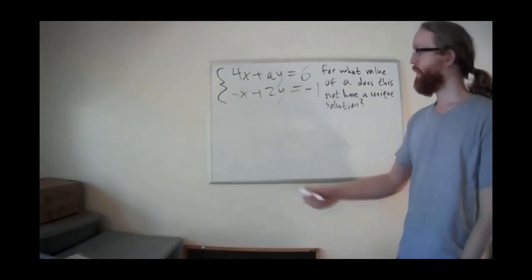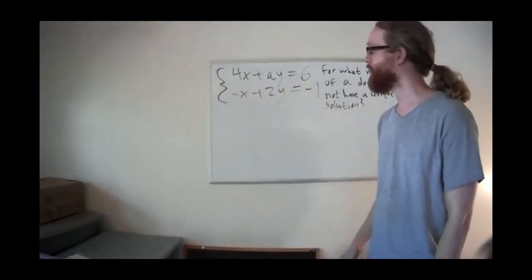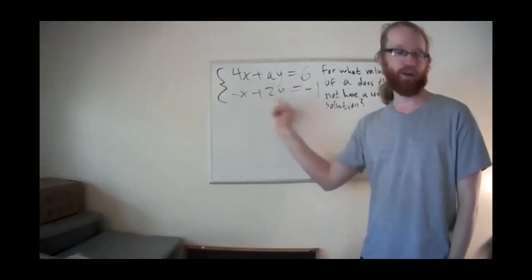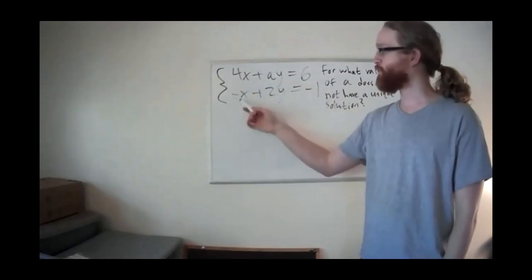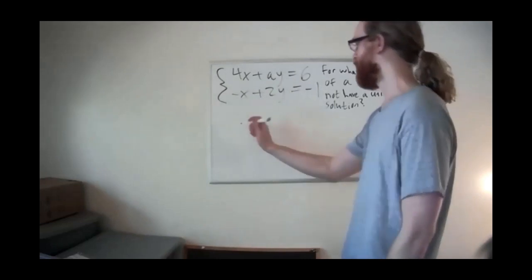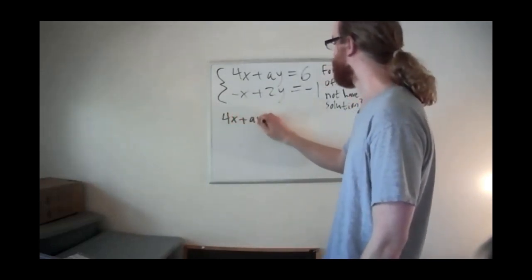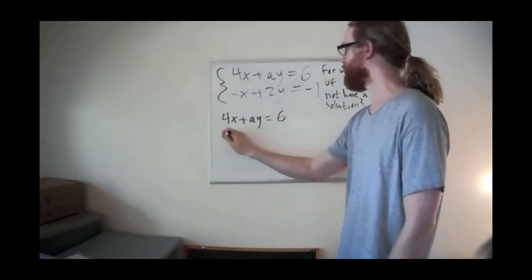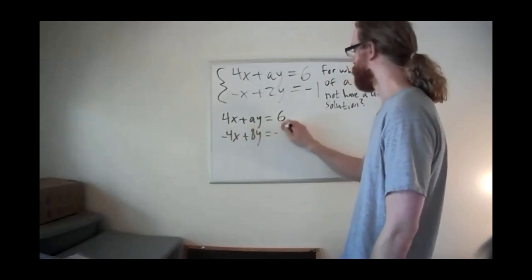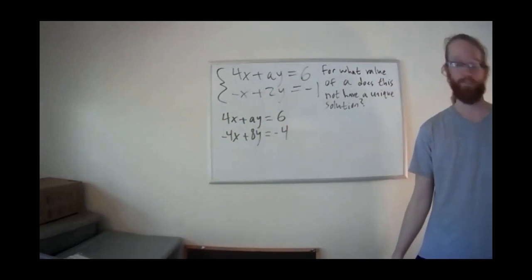So I have 4 and I have negative 1, the coefficients for x. And I want those to be opposite. Well, this is negative 1, this is 4. Maybe if I just multiply this second equation by 4, I'll get negative 4 plus 4 is 0. So let's multiply the second equation by 4. Here are my new equations. I have 4x plus ay equals 6. And I have negative 4x plus 8y equals negative 4. Like so. So I just multiplied the second equation by 4.